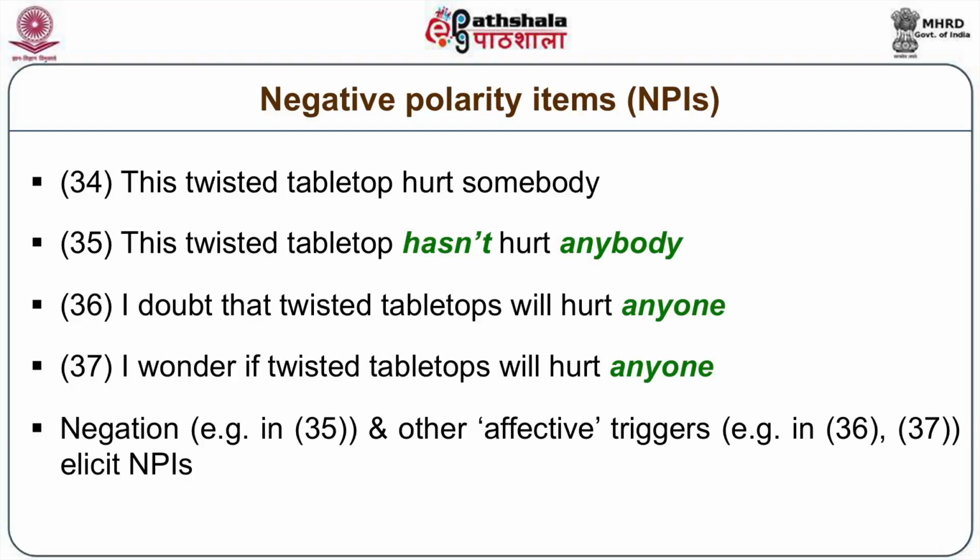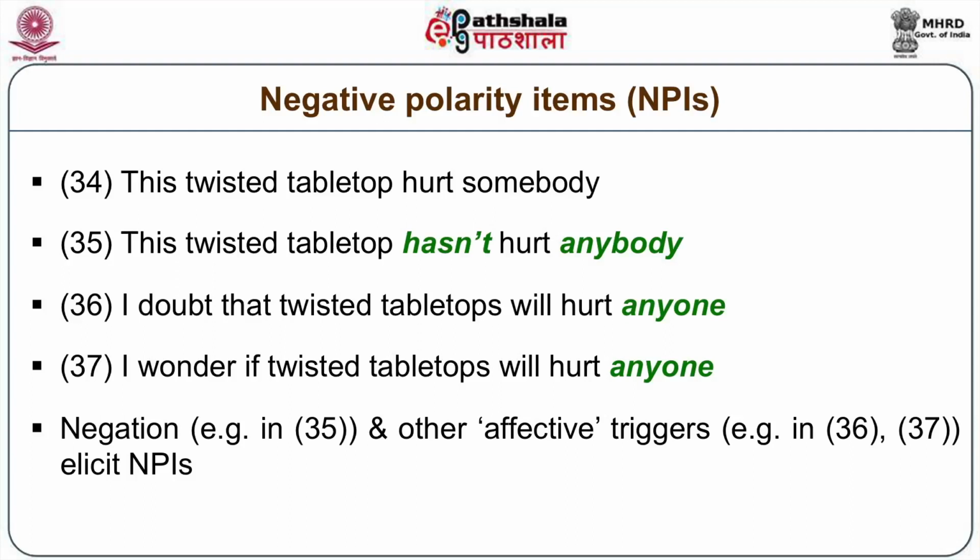You don't say this twisted tabletop hasn't hurt somebody. You don't talk like that. You say anybody. So there's somebody in the positive polarity version of the sentence and anybody in the negative polarity version.